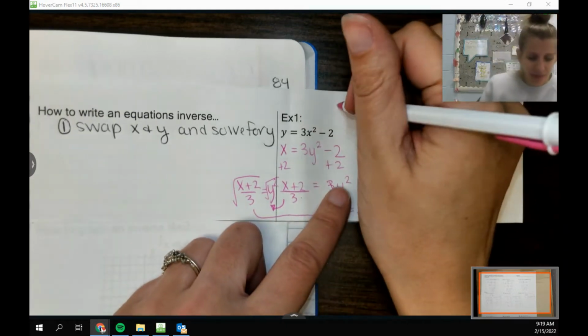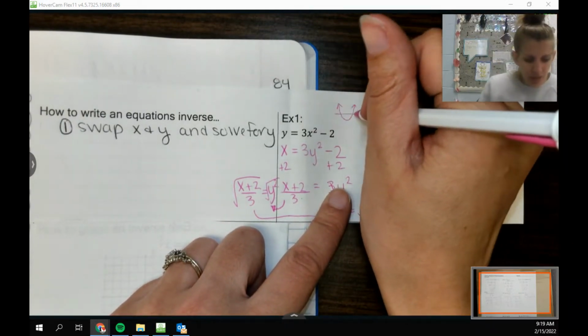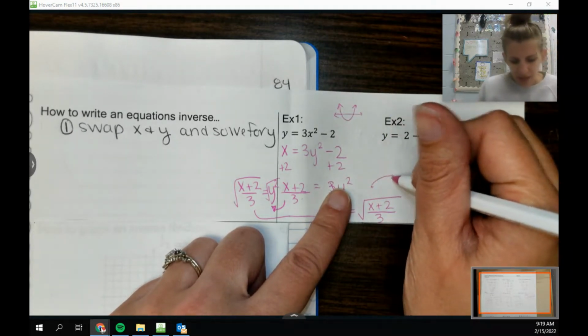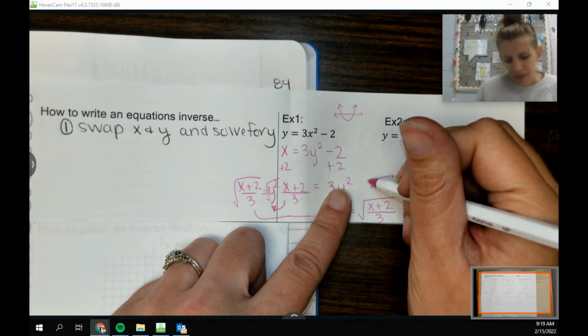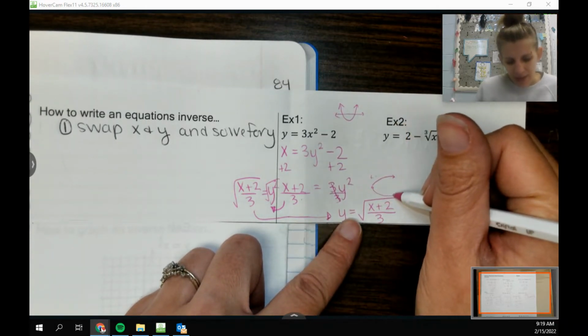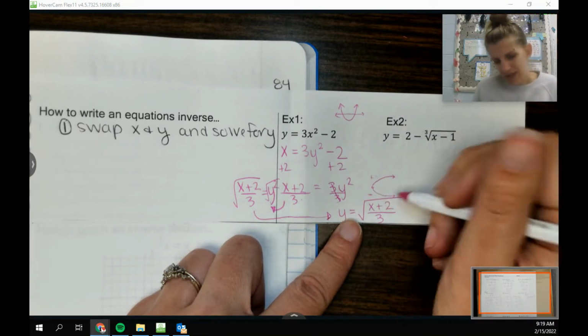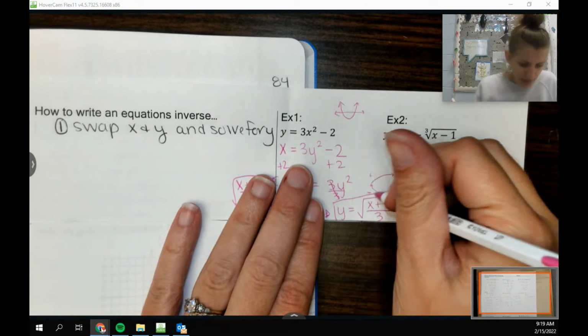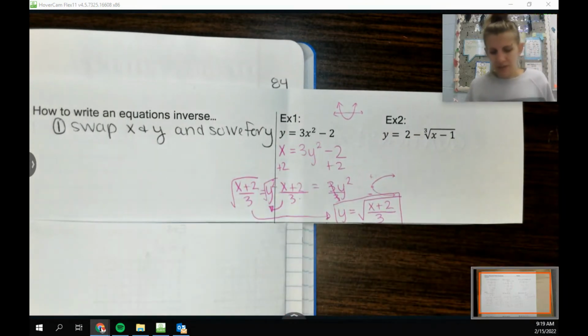Because this one actually does not pass the horizontal line test. So technically this one is not. If I only consider the top half of it, this is the positive square root. If I consider the bottom half of it, the negative part of the square root, then it's not a function, but it depends on how we think about it. But there you go, that's how you find your inverse.